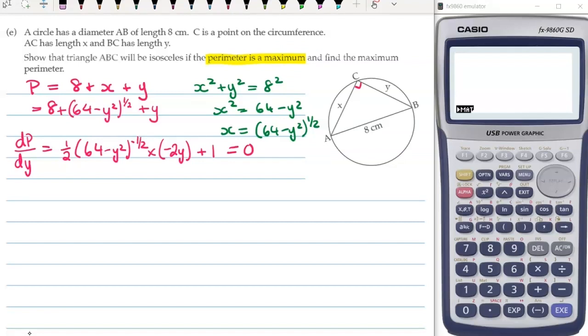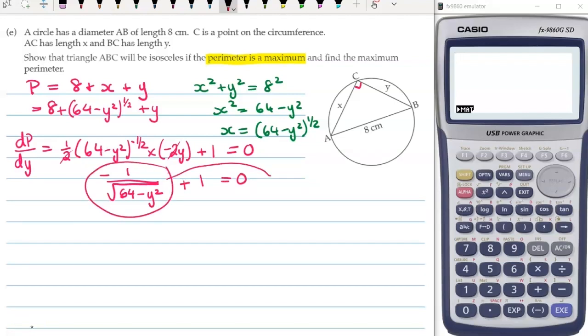And now let's do a bit of tidying up. So the 2's cancel here and here. We will have a minus y over the square root of 64 minus y squared plus 1 equals 0. So I can bring this over to the right-hand side, and we will end up with that is equal to 1. And I've just spotted one little thing. I forgot this y in here. So we do actually have a y on the top just there.